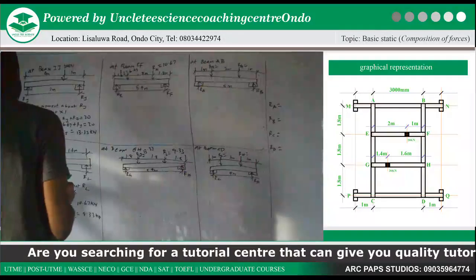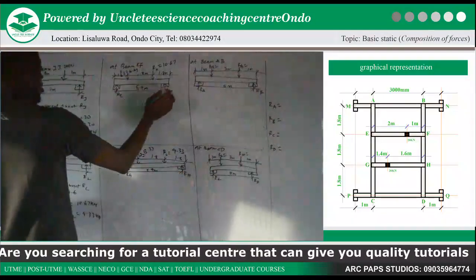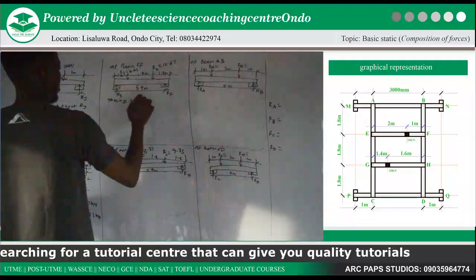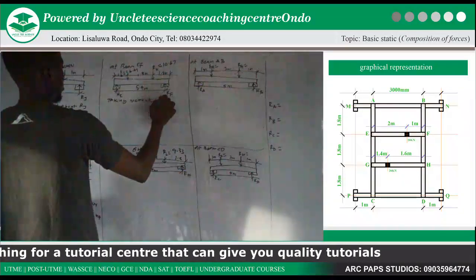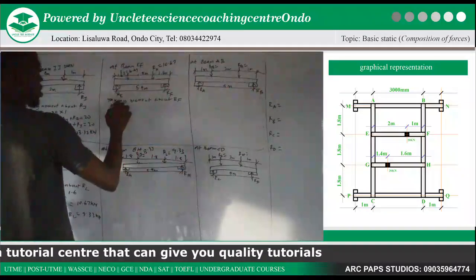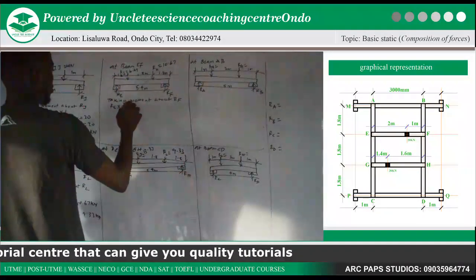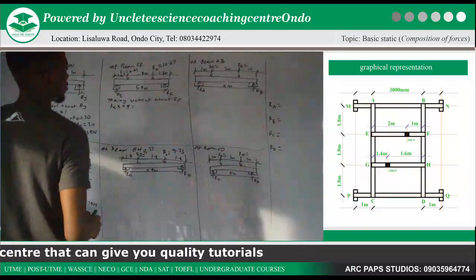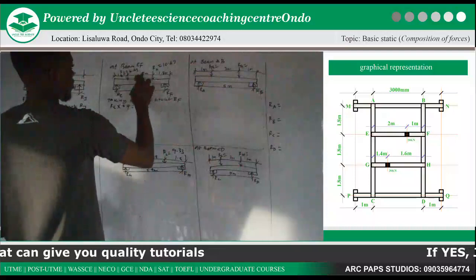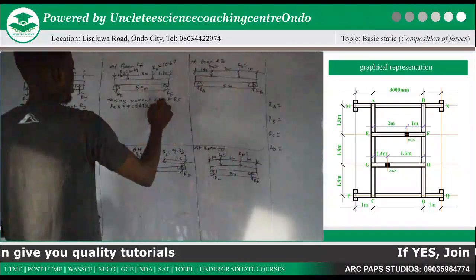Now at beam EF, taking moment about RF. Now we are taking moment about RF, this will be RE times 5.4 is equal to the first one there, 6.67 times distance, 1.8 plus 1.8 is 3.6.